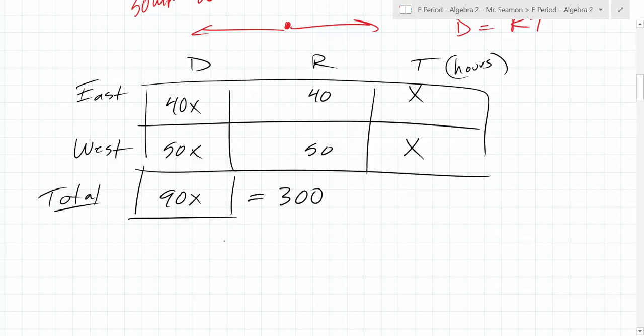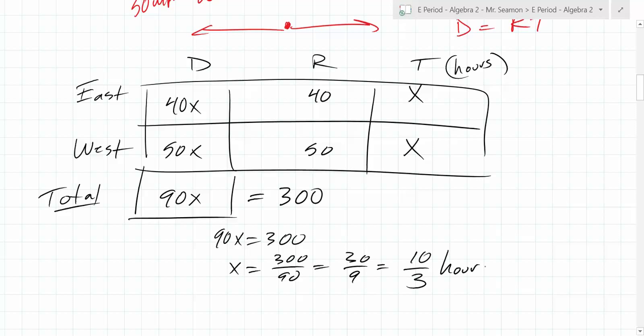So what do we solve for now? 90x is equal to 300. So x is equal to 300 over 90, which is 30 over 9. Divided by 3 is 10 over 3 hours. So after 10 over 3 hours, they are 300 miles apart.